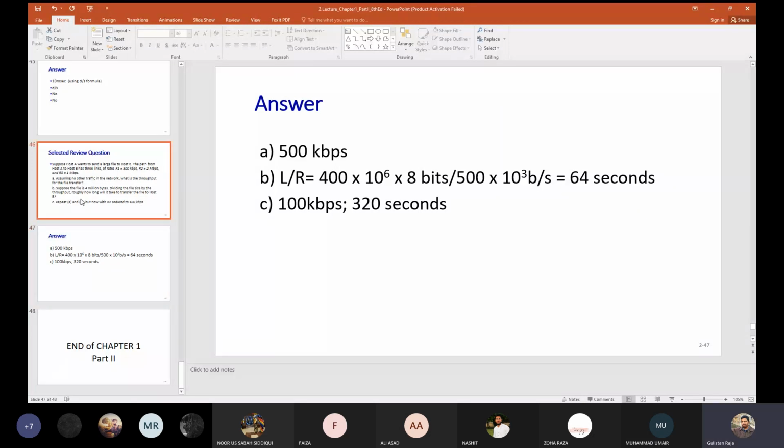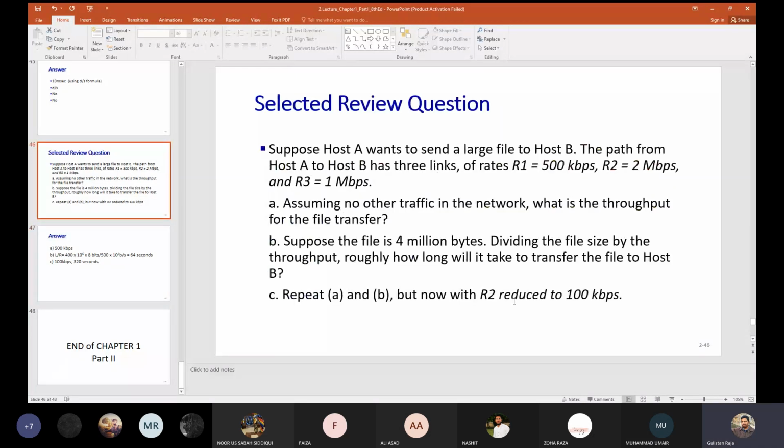पार्ट सी आसान है कि R2 जो है अब आपकी रिड्यूस होगी 100 kbps से, तो अगर R2 100 kbps हो जाए तो थ्रूपुट क्या आएगी, 100 kbps ही आएगी. मिनिमम लेते हैं तो मिनिमम अब R2 हो जाएगी तो 100 kbps हो जाएगी, तो सेम फार्मूला लगा के आप कर सकते हैं. ओके सर. ठीक है जी.